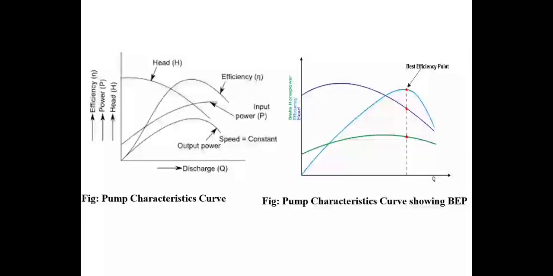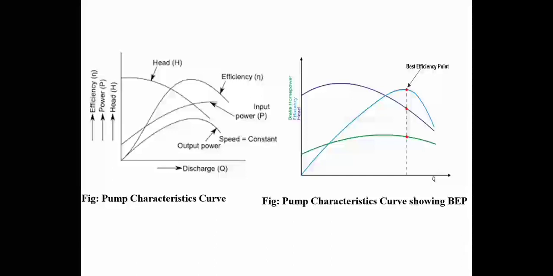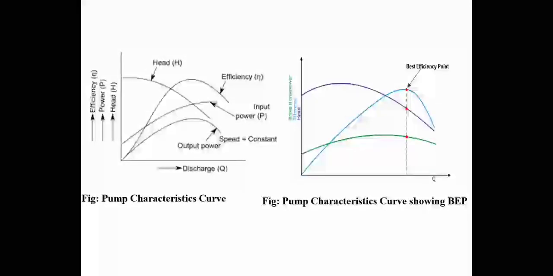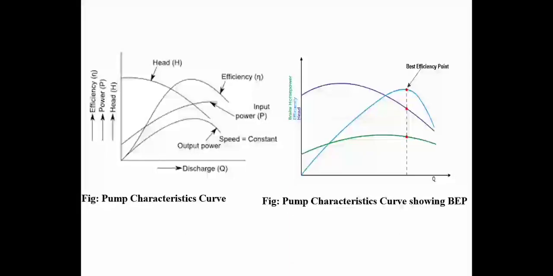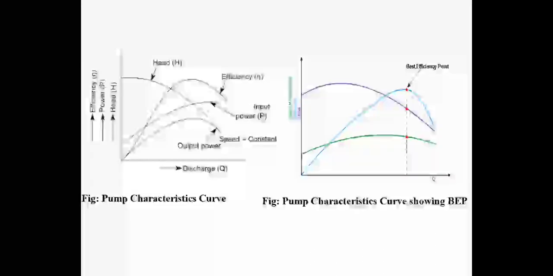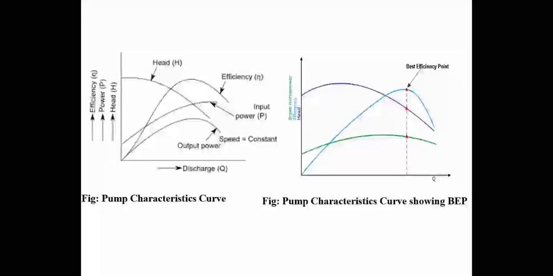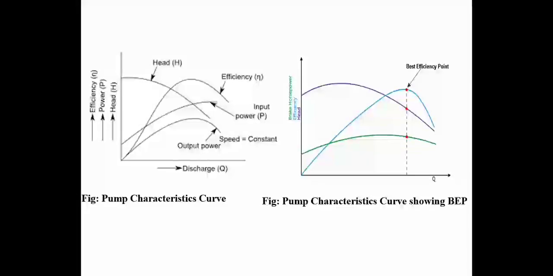First, how the head is related to discharge. We can see the head curve. This is the head curve. The head will be decreasing with increase in discharge. Now, how the speed is related to the discharge. Here, this is the speed curve. We can see that when the discharge is increased, the speed will be increasing, and at a particular point it will start decreasing.